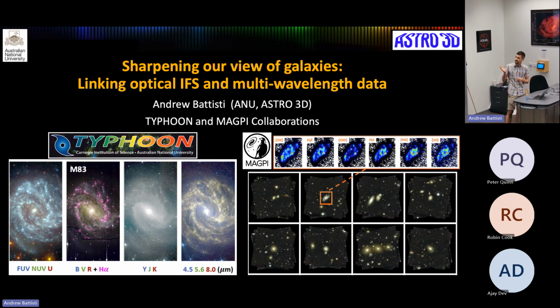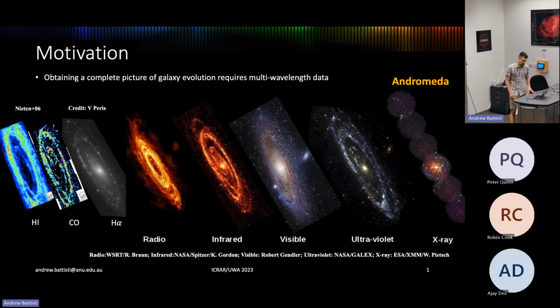So today I'm going to focus on sharpening our view of galaxies by trying to convince you that linking multi-wavelength data with these beautiful IFS data sets can tell us a lot about galaxy evolution. The motivation is that different wavelengths tell us different things about galaxies. In order to get a complete picture of the baryonic cycle of galaxies, you need to bridge all of these data sets together.